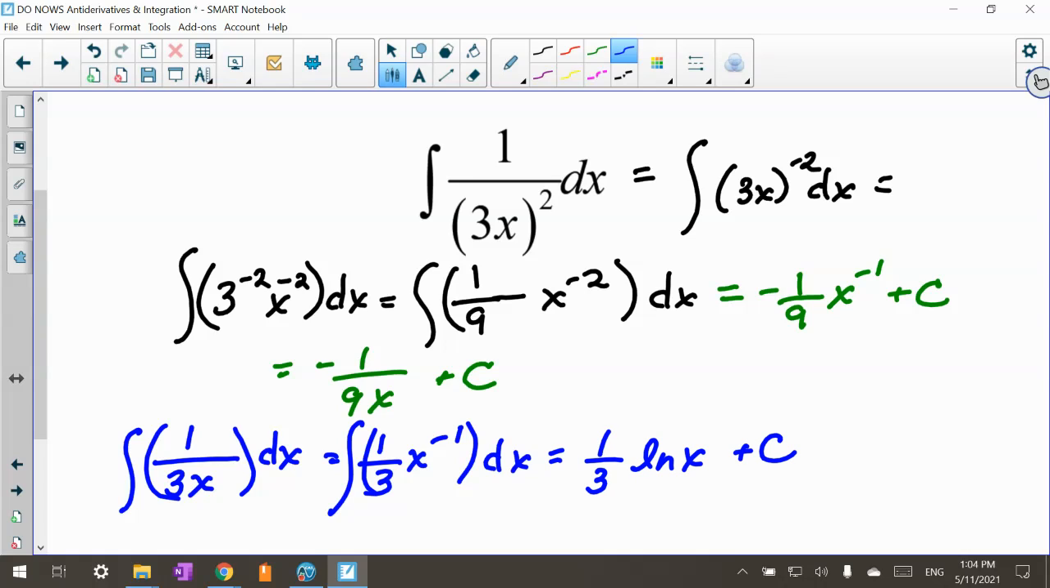I just wanted to show you that sometimes when you get started, you don't know what you're working with, and you write it this way, and you say, okay, I'm going to add 1 and multiply by the reciprocal, and when you get a 0, then that will be natural log. So I just wanted to do that one with you as well. All right, let's try another one.